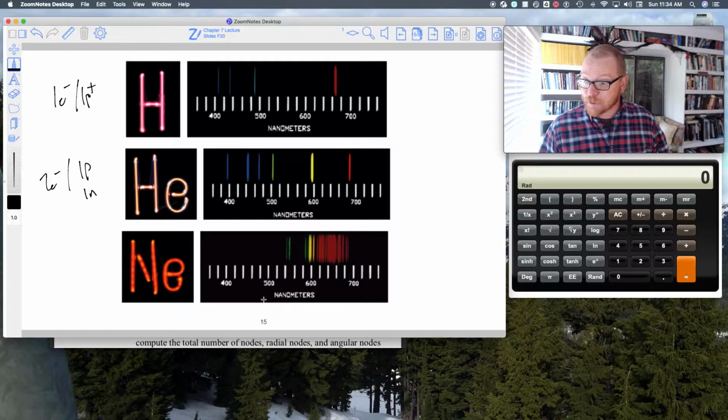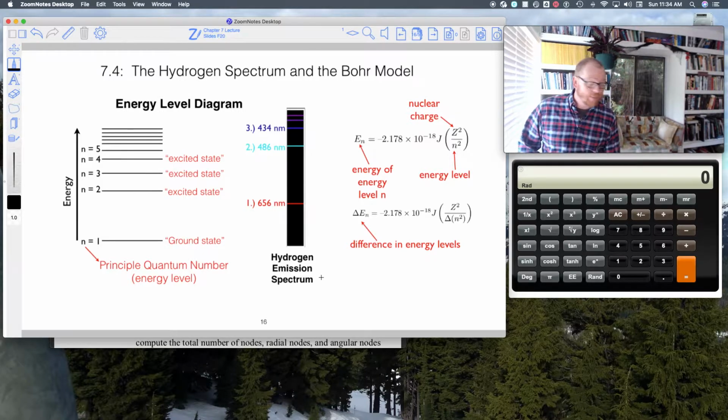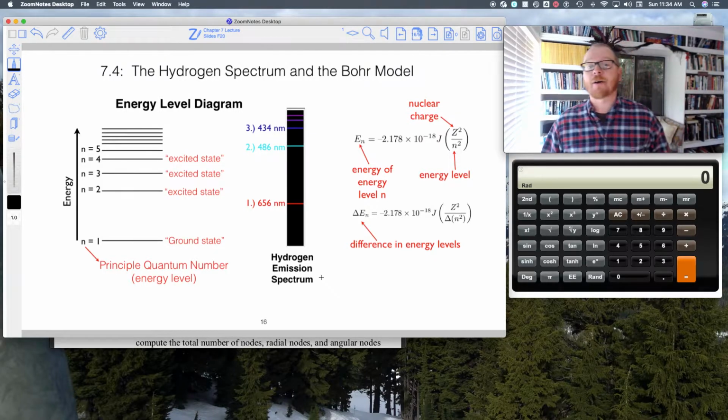But there's no such thing as a blue neon light. So now you know. Okay, so moving on. This is how I'm going to start to build up the idea of how we get these specific fingerprint wavelengths. This idea is based on the Bohr model.